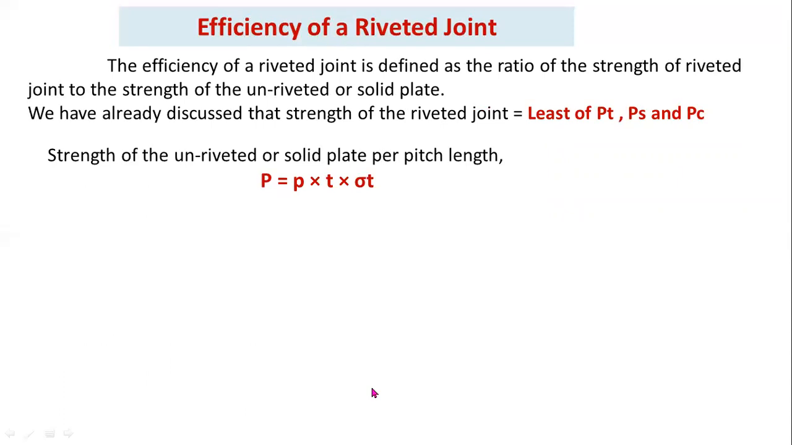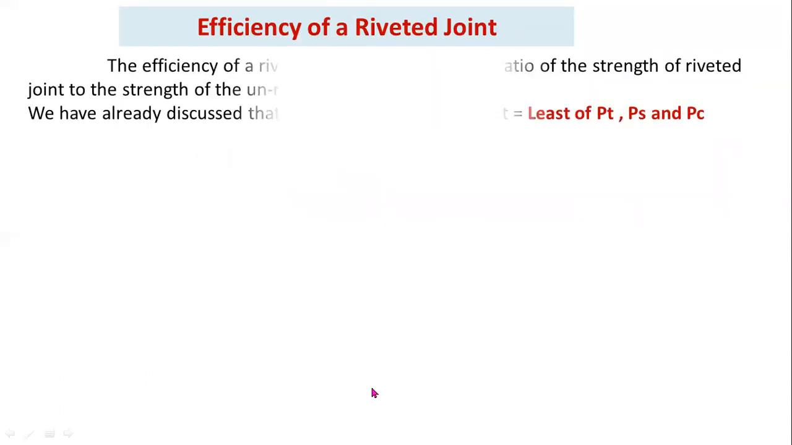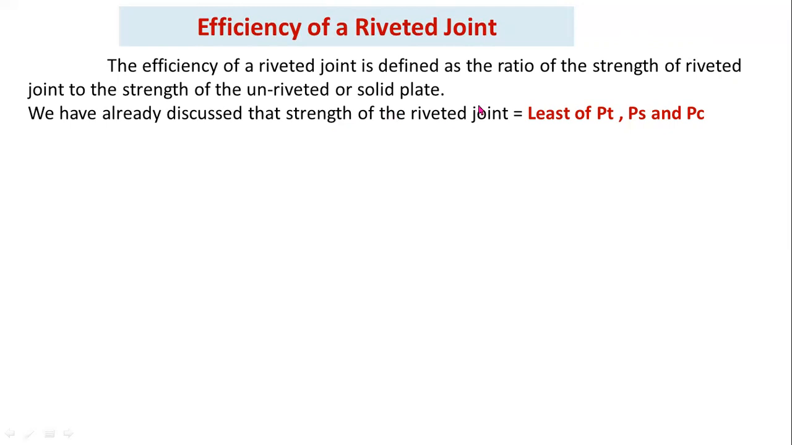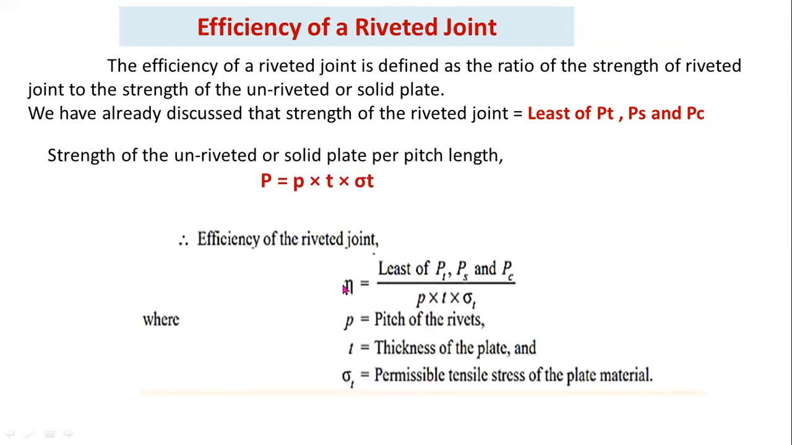Now, efficiency of a riveted joint. The efficiency of a riveted joint is defined as the ratio of strength of the riveted joint to the strength of the unriveted plate. This symbol, zeta, is used for efficiency. The efficiency of a riveted joint is equal to the strength of the riveted joint divided by the strength of the unriveted joint.